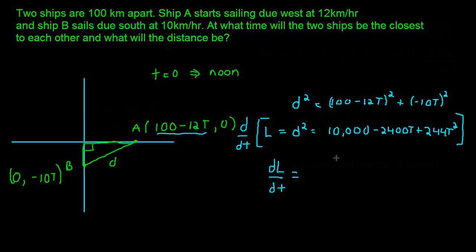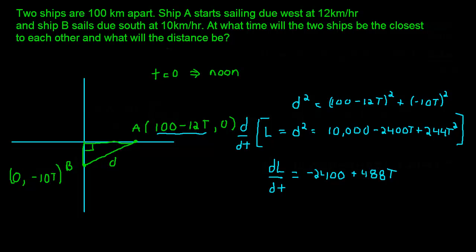The derivative of 10,000 is 0. The derivative of negative 2400t is negative 2400. And the derivative of this is going to be positive 488t.